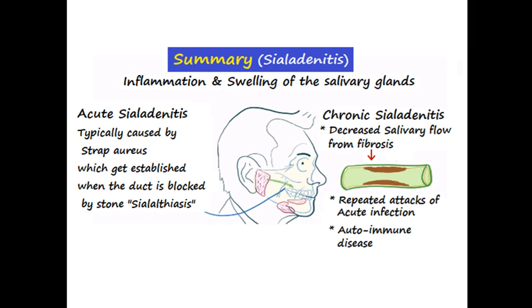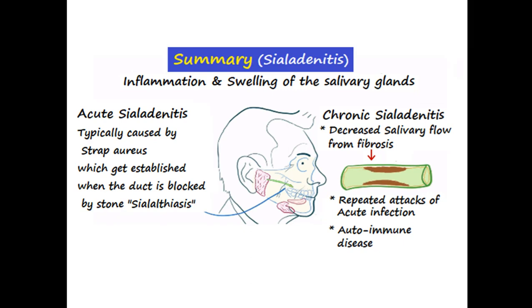Now, coming to the summary, we said that sialadenitis is the inflammatory condition which involves inflammation and swelling of the salivary glands. It may be in its acute form, which is typically caused by Staph aureus, but also by Streptococcus viridans and Haemophilus influenzae. And the acute sialadenitis is particularly established when the salivary duct is blocked by a stone, which is formed by the precipitation of calcium phosphate and other electrolytes in certain situations, and which gives rise to the condition known as sialolithiasis.